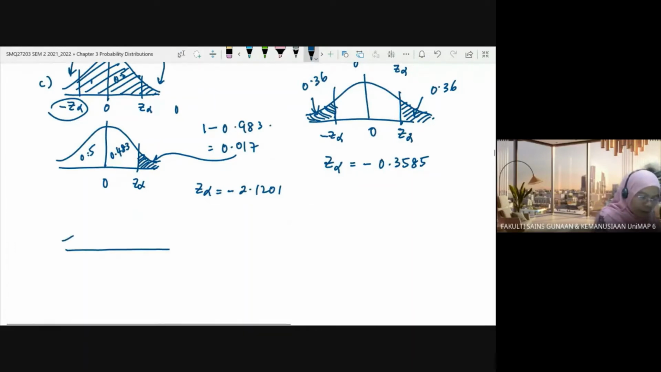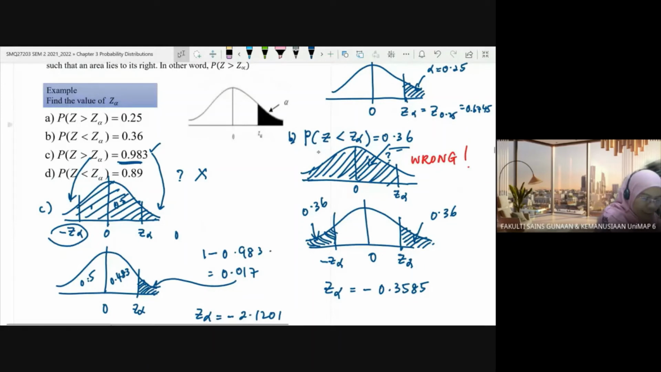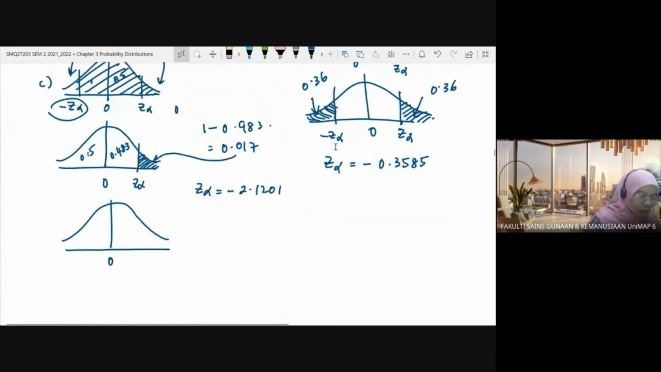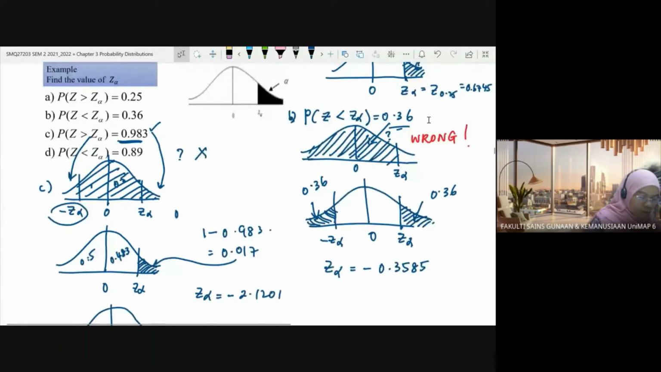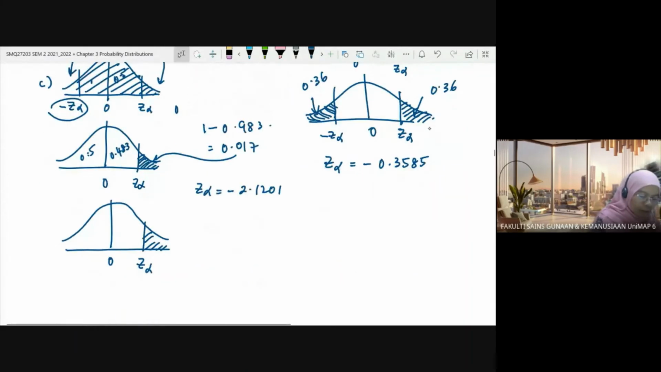We are looking for this particular region, right? 0.983. It will be very big. And the sign given is that Z should be greater than Z alpha. So if we choose Z alpha over here, it will not be suitable, because the probability value is very big, even larger than half of the region. So this is wrong. The one that we are looking for is actually at the left hand side, where the Z alpha will be a negative value.